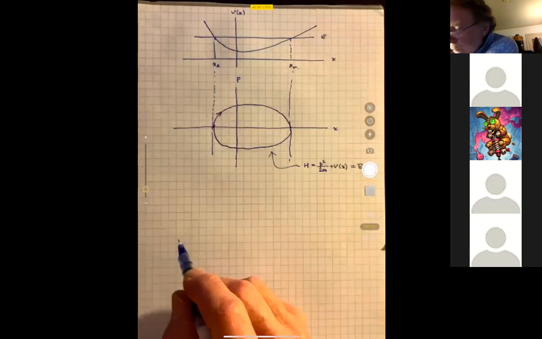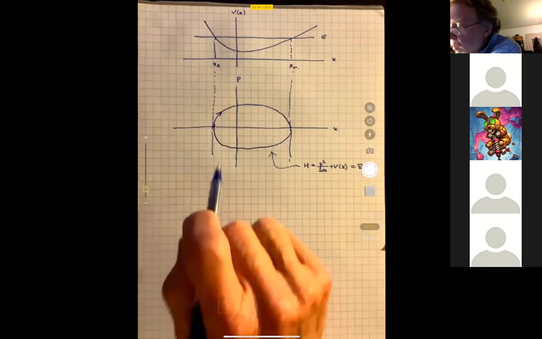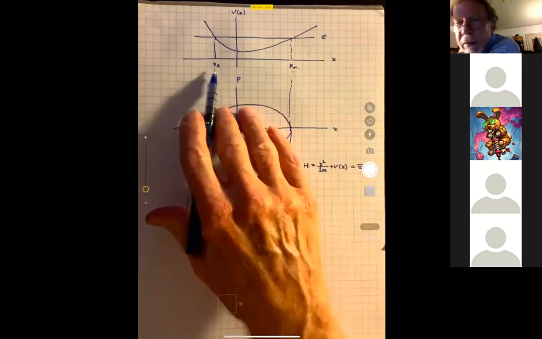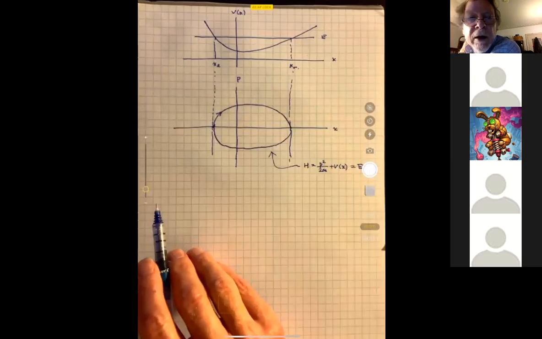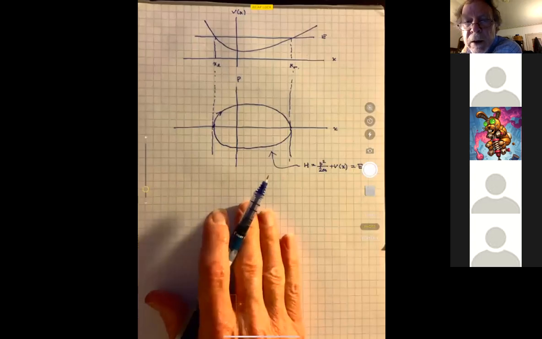Professor, could you clarify what are the subscripts on the turning points? Yeah, it just means left and right, L and R. That's all it means, left and right turning points. Sorry, I probably didn't draw it big enough. That's what it is.